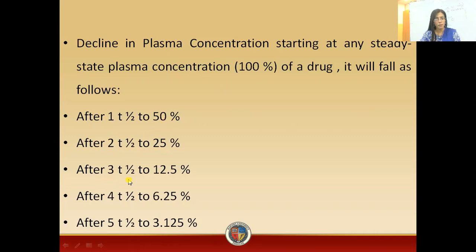After the third half-life, it will be reduced to 12.5%, that is half of 25%. After the fourth half-life, it will be reduced to 6.25, that is half of 12.5. Then after the fifth half-life, it will be reduced to 3.125, which is half of 6.25%.